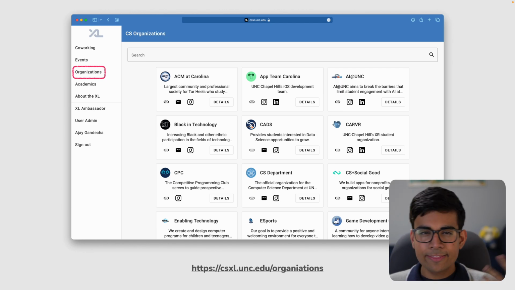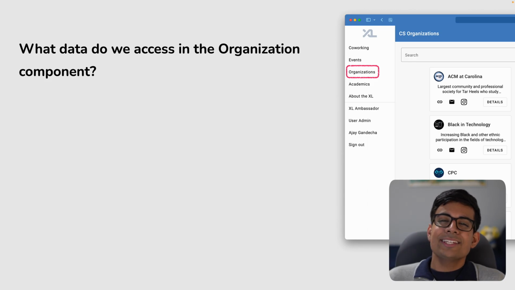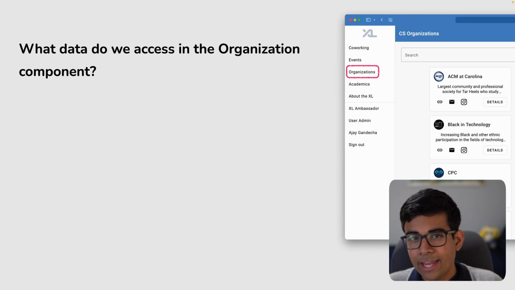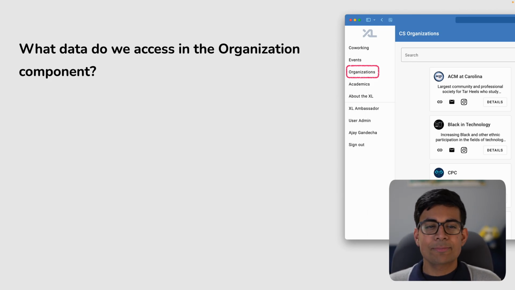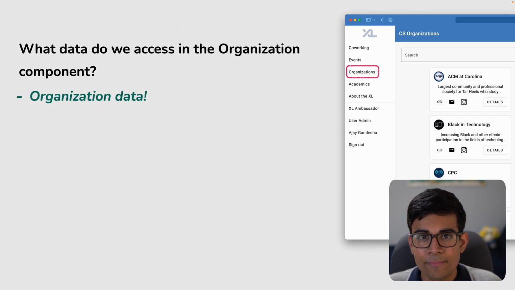And so if we're trying to think about data management, the first question that you might want to ask is what is the type of data that we want to convey, or what information do we want to convey on the organization's component? And of course, this might be a bit self-explanatory, right? We are just trying to show organization data.